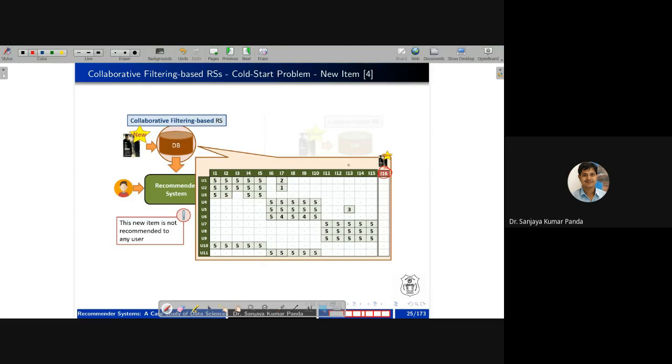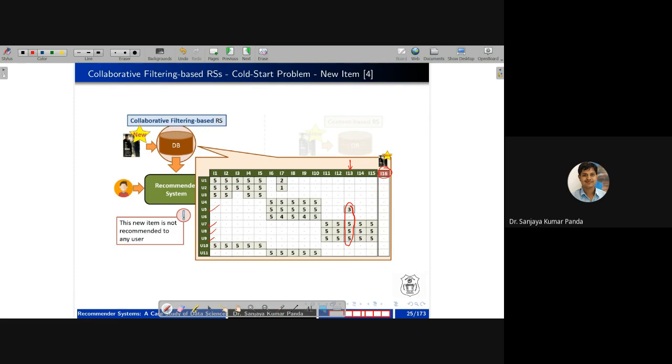Like if I ask you about I13, you can say these are the 4 users, that is user number 5, user number 7, U8, and U9. These 4 different users have purchased the item I13. But when you go for I16, you do not have any purchase history. That is the reason why I16 is not suggested to any particular user. So this is another form of cold start problem with respect to the new item.